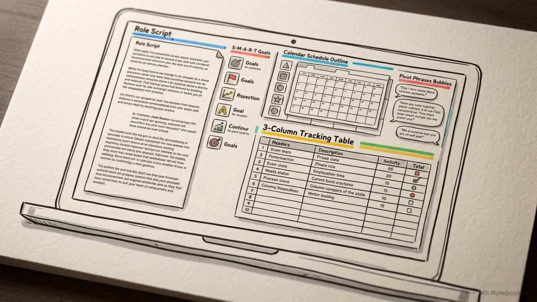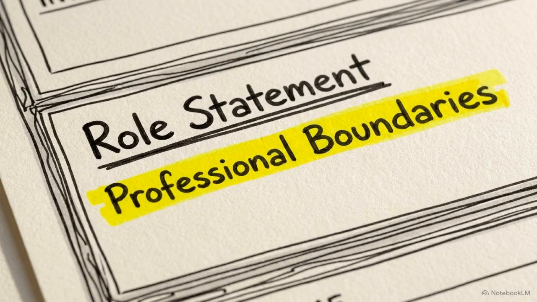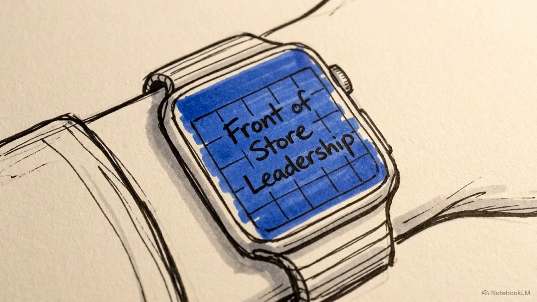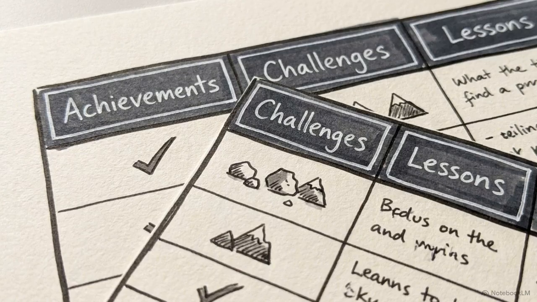Look at the document you just built. You now have a comprehensive blueprint tailored to your exact management role. Instead of guessing how to act, you possess the exact phrasing to define your boundaries, unshakable standards for team performance, a schedule that keeps you visible, and a table to track progress.